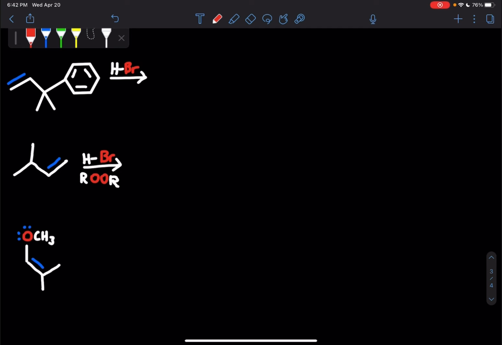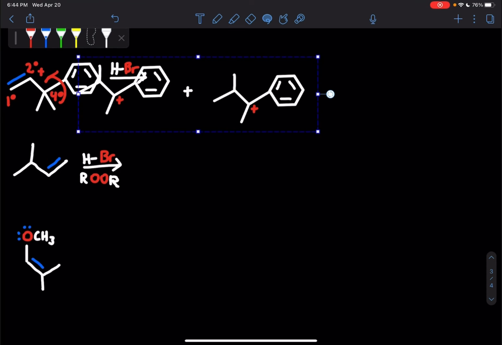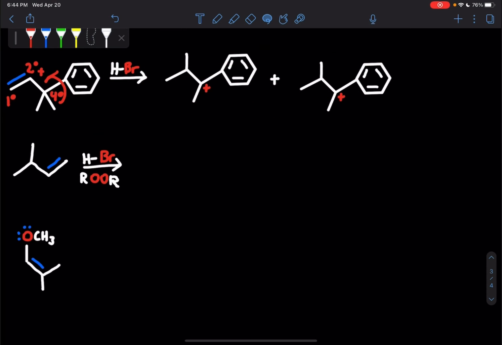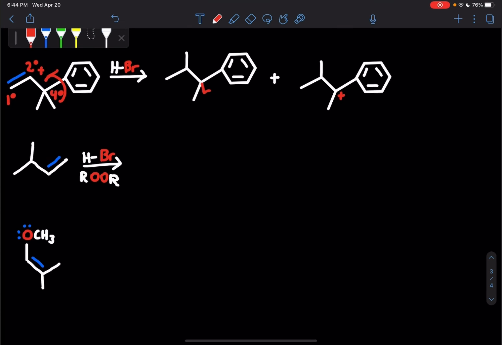For the first one, we have a pi bond on a primary carbon and a secondary carbon, and that's next to a quaternary carbon. So we know when the secondary carbon gets a positive charge, the methyl is going to shift. The carbocation will move from the secondary carbon to where the quaternary carbon was. We'll have a wedged bromine and a dashed bromine as well, because it is a chiral center.